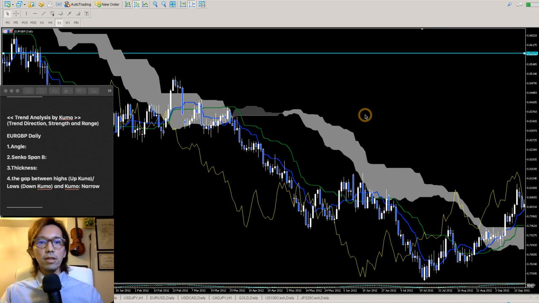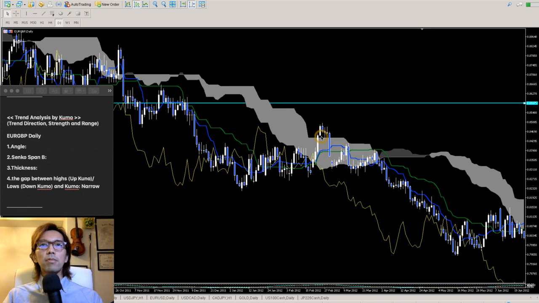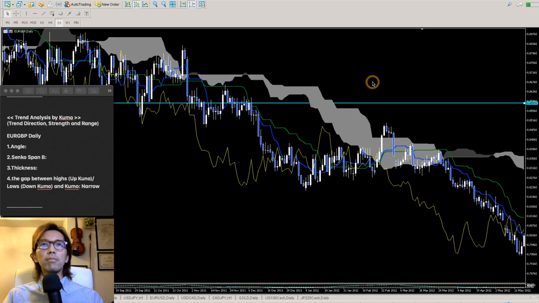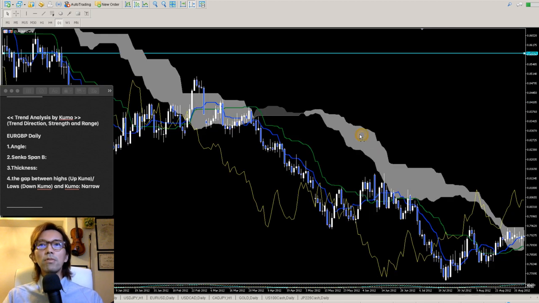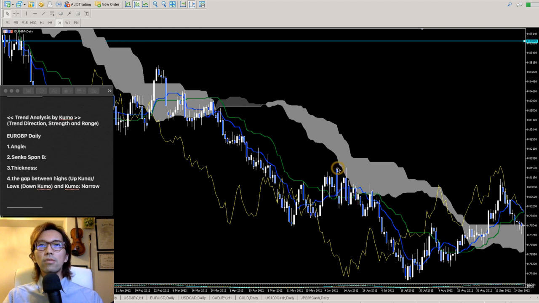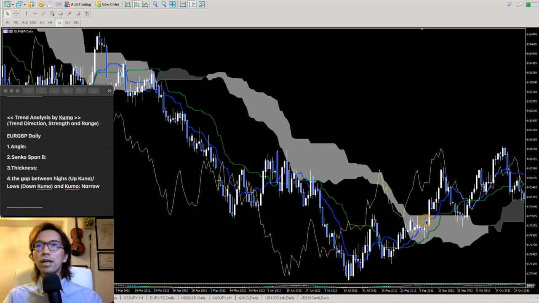Usually JPY related pairs tend to work. And I think the reason is that most of the traders in Japan are pretty much based on the JPY related currency pairs to take trades. But a good example would be like here. Well, actually this was pretty much supported by the Senko span A, and yeah, this was a breakout here, so this was not a good example.